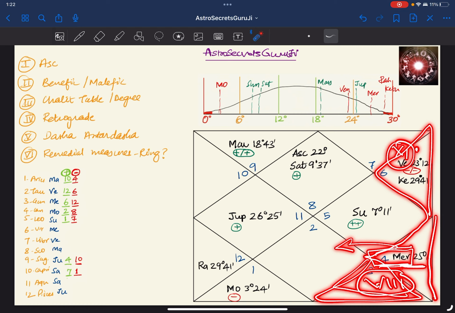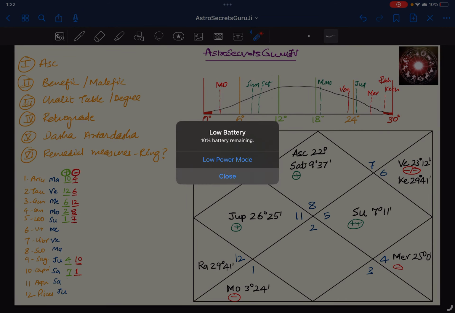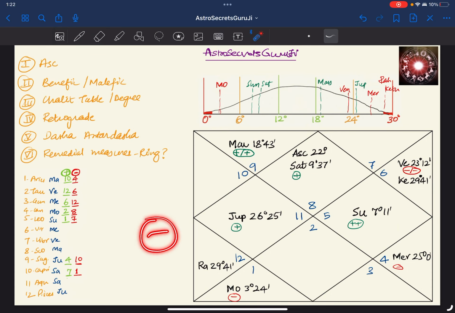So it is having a Dushtana house. It is placed in an enemy sign, right? So in this particular case, Mercury can be, so it can be kind of a mixed result also, but we'll consider Mercury as, let's say, malefic here in this particular case.